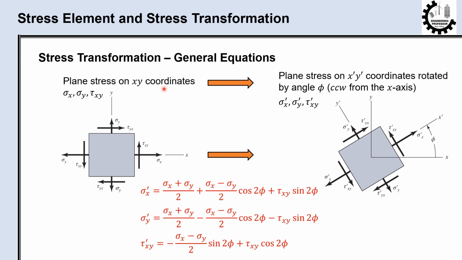In the previous set of equations, we only found the normal stress on one diagonal surface, x prime. Using the same procedure, we can find the normal stress acting on the perpendicular surface, y prime, as well. So the general equations for transformation of a stress element from a set of coordinates, such as xy, to a new set of coordinates, x prime y prime, rotated by angle phi, will be.